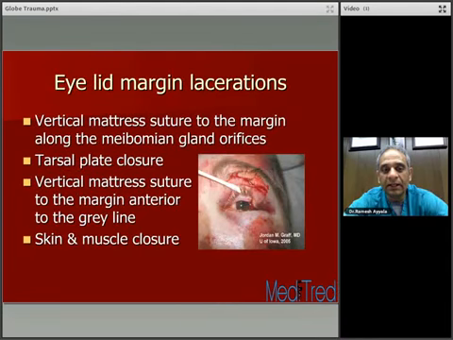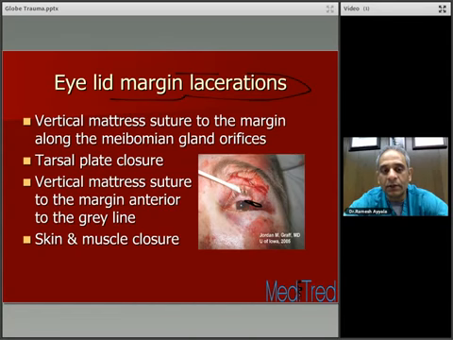Eyelid margin lacerations, again, from the practical point of view, you need to know how to tackle these, and they also do pose some questions. A vertical mattress suture to the margin along the meibomian gland orifices should be the initial suture that you place to get the anatomy right.